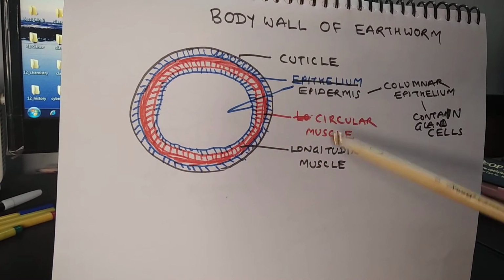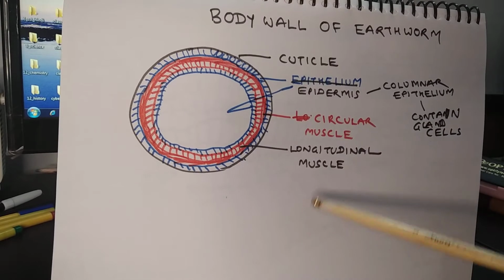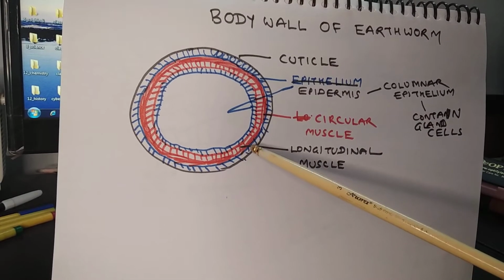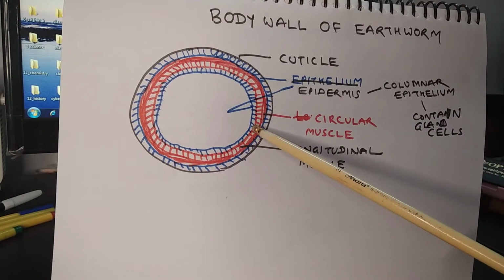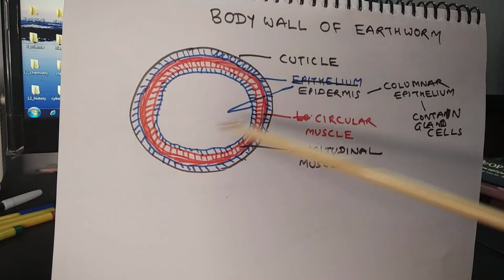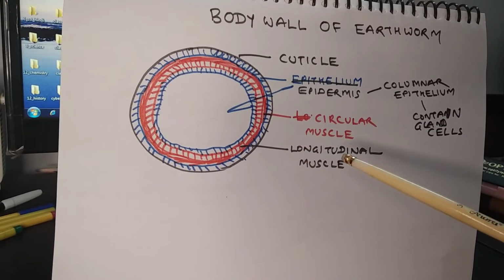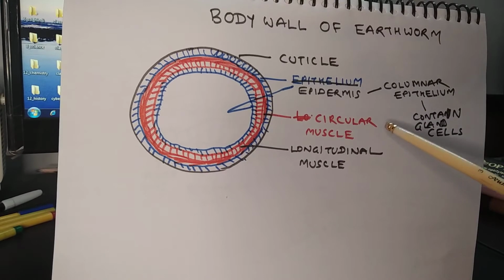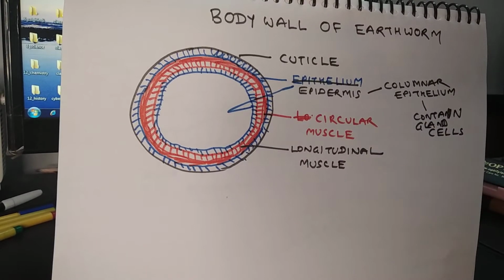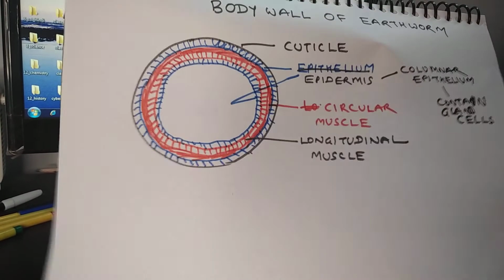The outer layer is composed of circular muscles, and the inner layer is composed of longitudinal muscles, and then comes another layer of epidermis. Both the epidermis layers are composed of columnar epithelium which contain gland cells. So, they secrete some substances also.